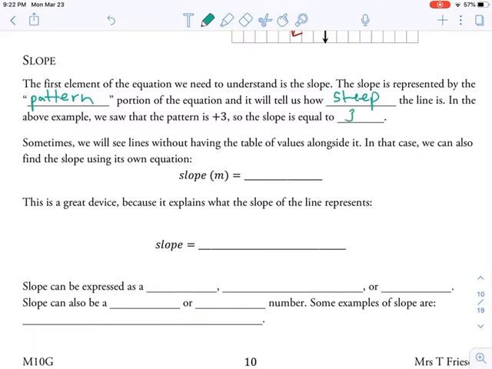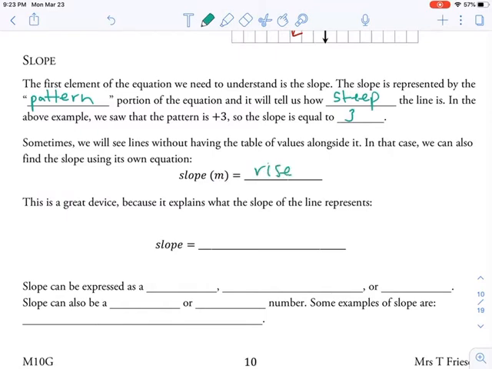If the pattern was -3, then the slope would be -3. Exactly whatever the pattern is, that's what the slope is equal to. And increasingly, we're going to see lines without the table of values with them. In that case, we can find the slope just by looking at the line, because slope has its own equation. That equation is slope, which here you can see has an m next to it, because slope in math is represented by the letter m, the variable m.